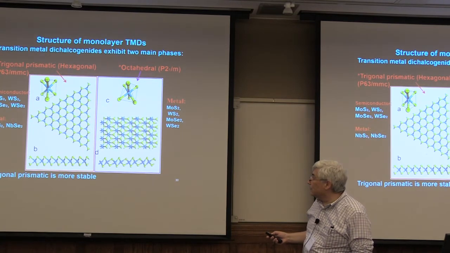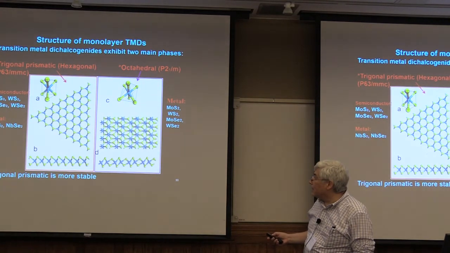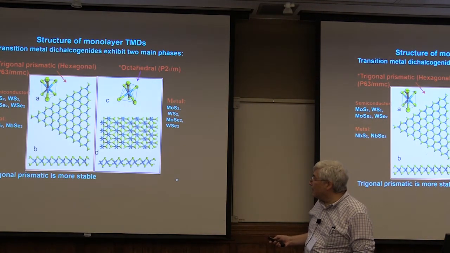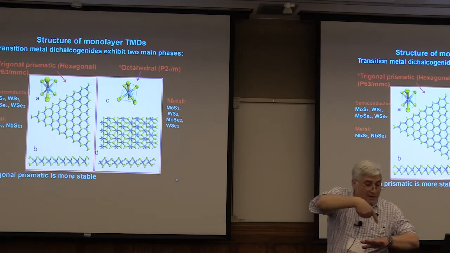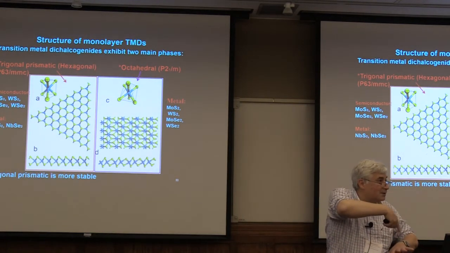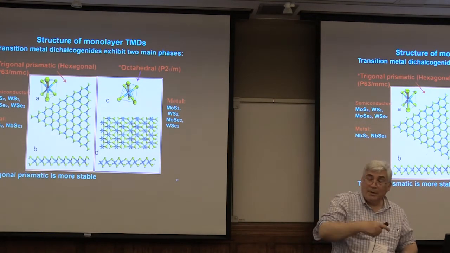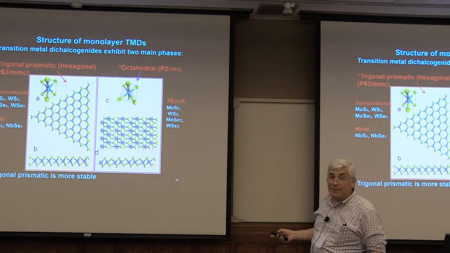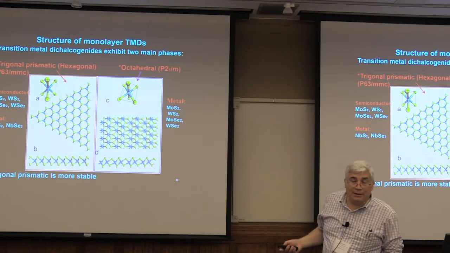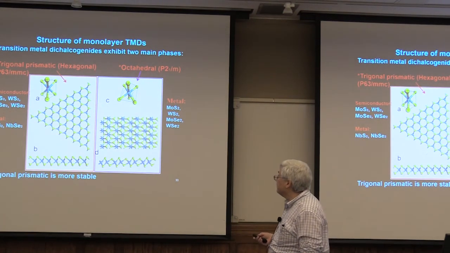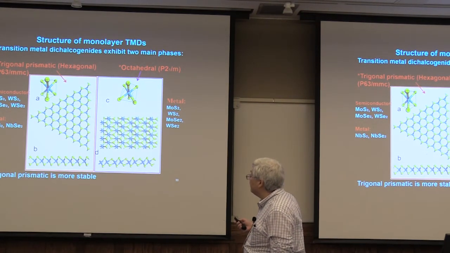So this is your transition metal, and these are your chalcogen atoms, and you put together all these trigonal prisms, and what you get is this structure. And if you look at it from above, you see this honeycomb, which is similar to the honeycomb you will see in graphene. There is another phase which is less stable.